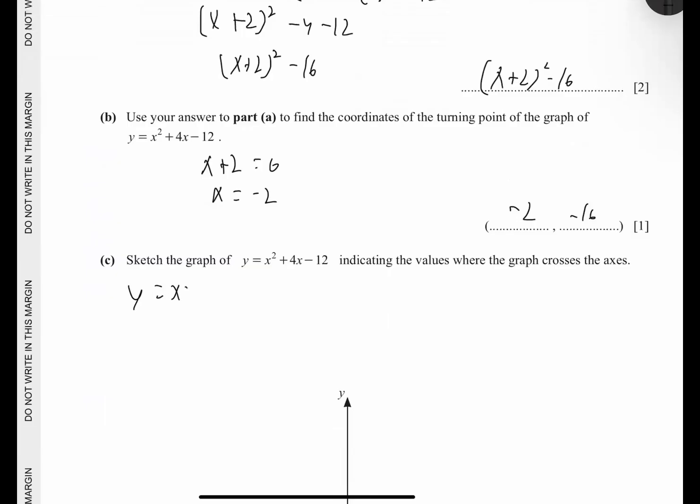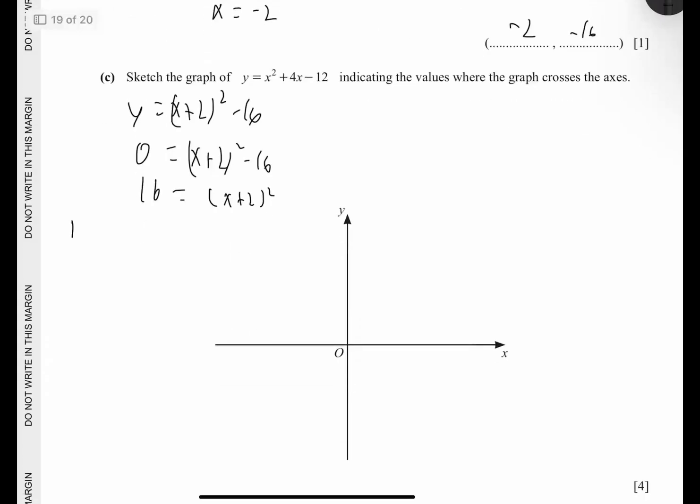Y is equal to (x plus 2) whole square minus 16. So 0 is equal to (x plus 2) whole square minus 16. So 16 is equal to (x plus 2) whole square. So it's going to be plus 4 is equal to x plus 2, since we took the square root on both sides, right? Or it's going to be minus 4 is equal to x plus 2. So it's either going to be 2 is equal to x, or minus 6 is equal to x.